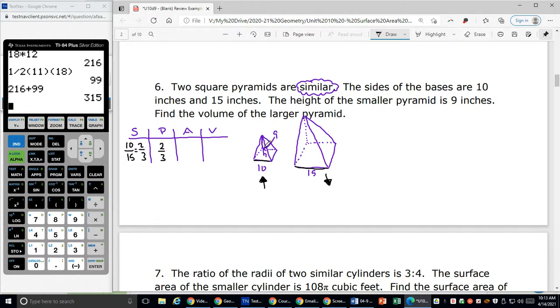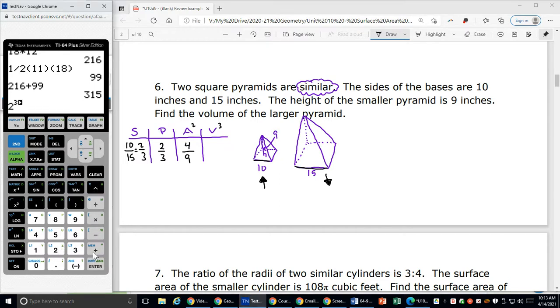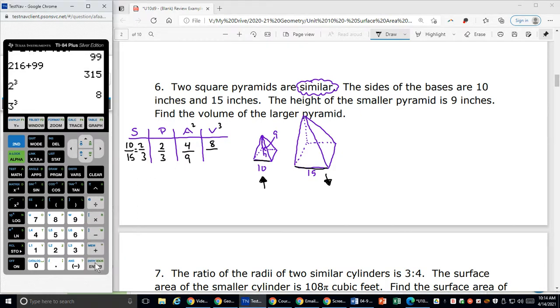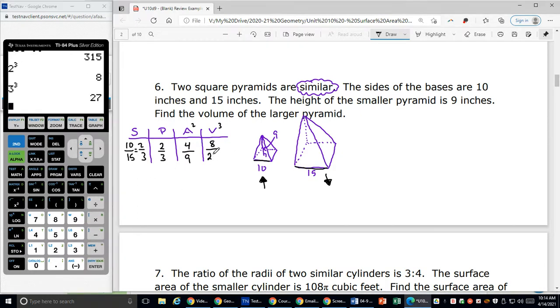So the ratio of the heights, the ratio of the slant height, the ratio of the altitudes, which is the height, are all 2/3. My areas are going to be squared. So 2 squared is 4 and 3 squared is 9. My volume is going to be cubed. So 2 to the third power is 8. And 3 to the third power is 27.